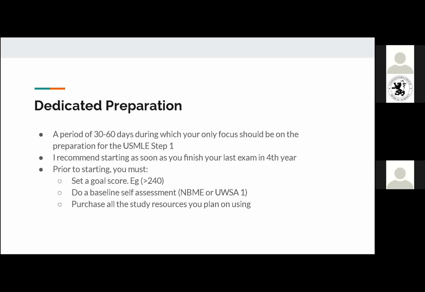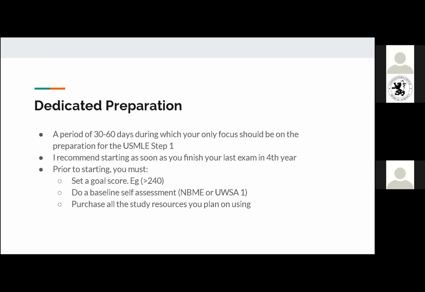I recommend starting this dedicated preparation as soon as you finish your last exam in 4th year. For example, you can take a 1 week break after you finish your last exam, and then start your dedicated preparation. You want no distractions during dedicated preparation. For example, you can do it at home if you'd like. This is what I did.